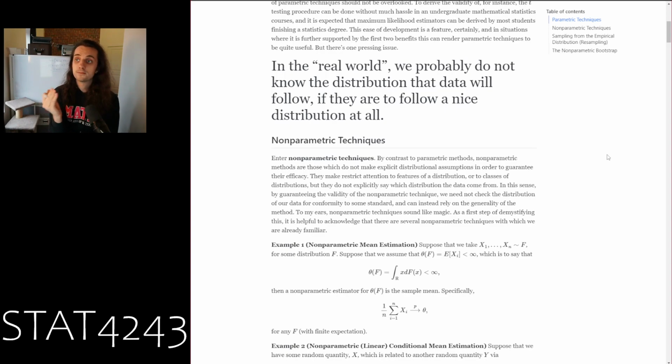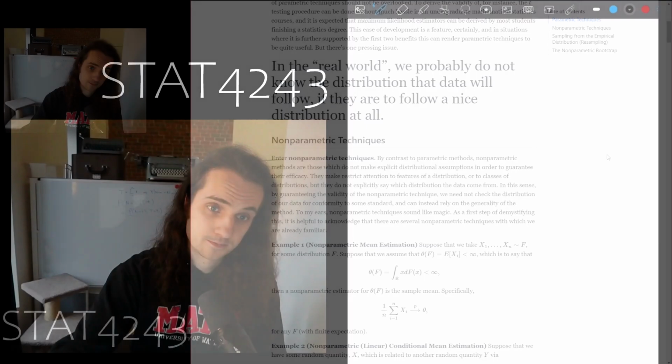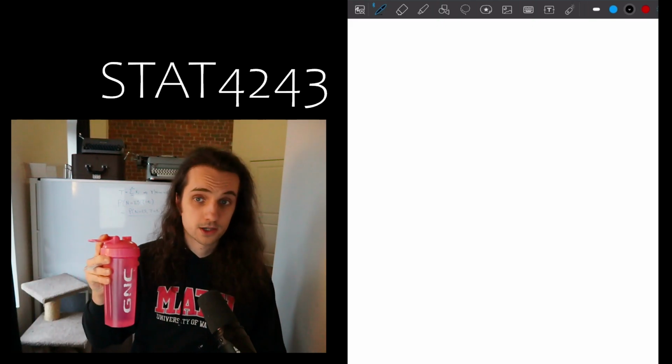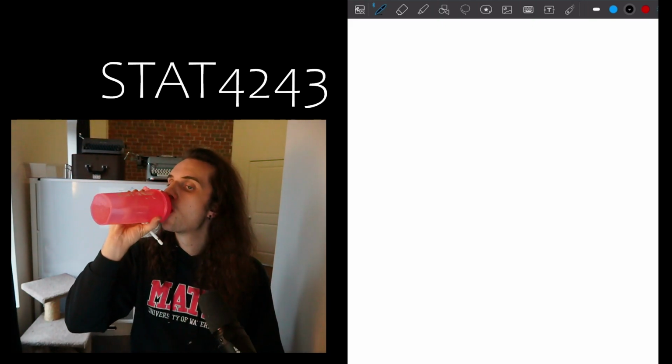With non-parametric techniques, the idea is that instead of assuming that we know what distribution things are going to be coming from, we try to develop statistical techniques that will work no matter what the distribution is, or perhaps with some restrictions about what the distribution might be. And so we can start to write down what this non-parametric framework looks like.